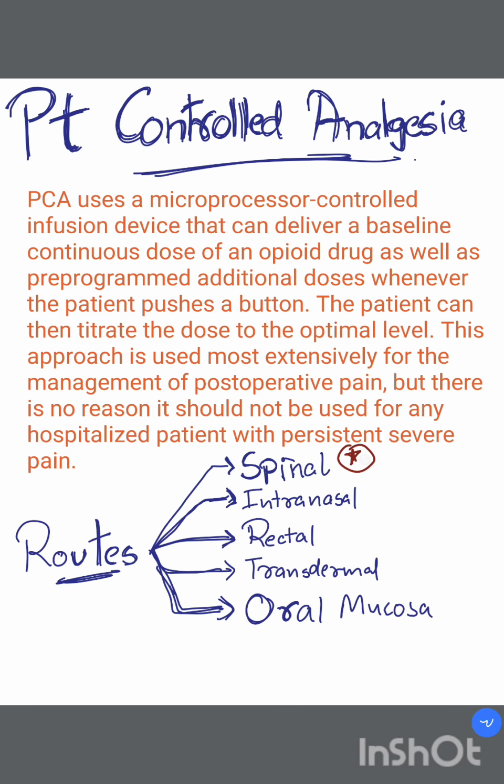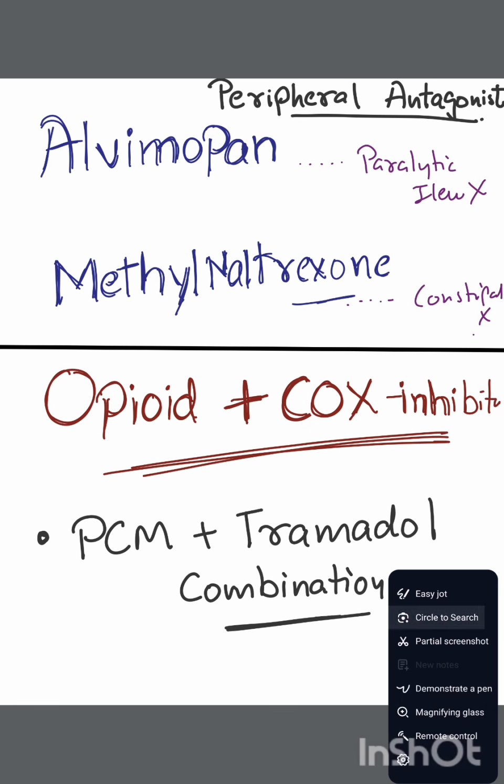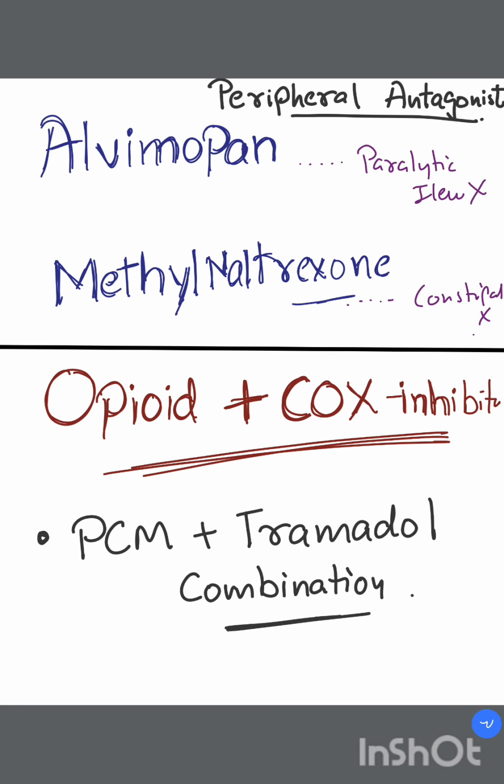Okay, there are spinal routes, intranasal route, rectal route, transdermal routes, and oral mucosa. With opioids, the most common side effects are constipation, nausea, vomiting. Therefore, whenever using opioids as your analgesic of choice, we have a peripheral antagonist of opioid, which reduces its peripheral side effects, therefore helpful in paralytic illness. The other is methylnaltrexone, again a peripheral antagonist, which reduces the constipation, which is a prime side effect of opioids. Okay, so this was our second class.